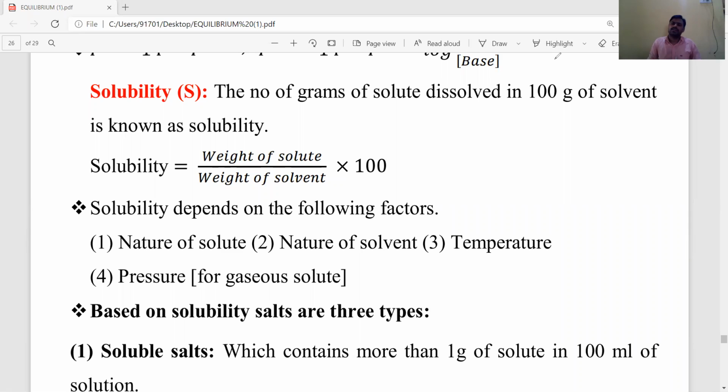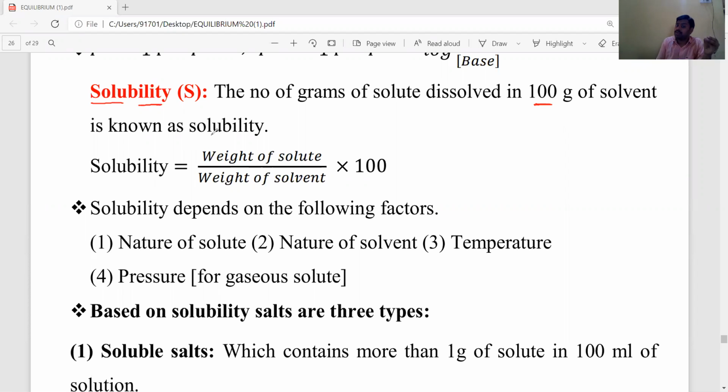And the last concept is the common ion effect. We need to discuss how the common ion effect affects solubility or solubility product. Last concept means tomorrow we'll complete this chapter. So let's see the solubility definition. What is solubility? Solubility means the number of grams of solute dissolved in 100 grams of solvent. So with respect to solvent, the amount of solute in grams dissolved in 100 grams of solvent is known as solubility.